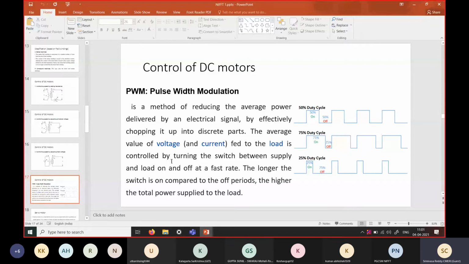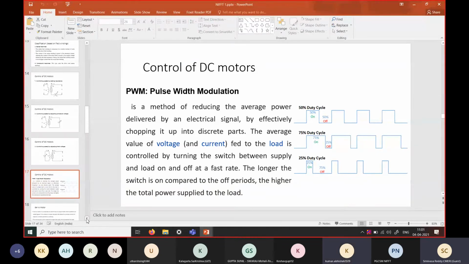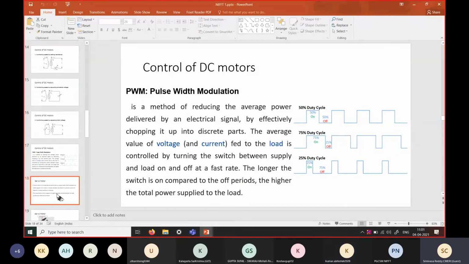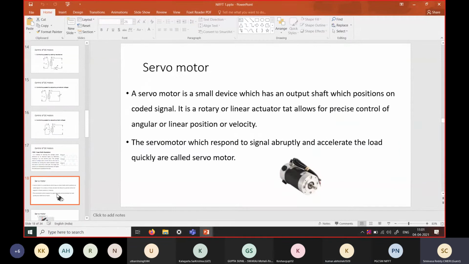So have you understood the pulse width modulation principle? Yes, sir. Okay. So we'll be moving on to other kinds of motors, that is servo motor and stepper motor.